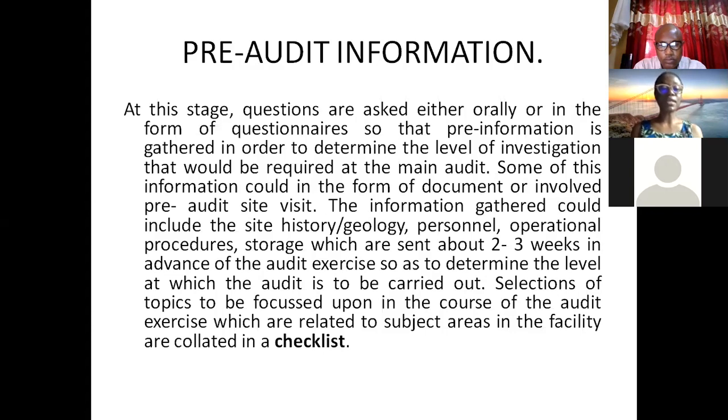So information that could be gathered includes site history and geology, personnel information, operational procedures, and storage of materials, be it hazardous waste, whatever it is that they're storing. How they're storing it is essential to gather. Selections of topics to be focused on in the course of the audit exercise, which are related to the subject areas in the facility, are collated in a checklist. So I'll talk a bit about the checklist. A checklist is very important.